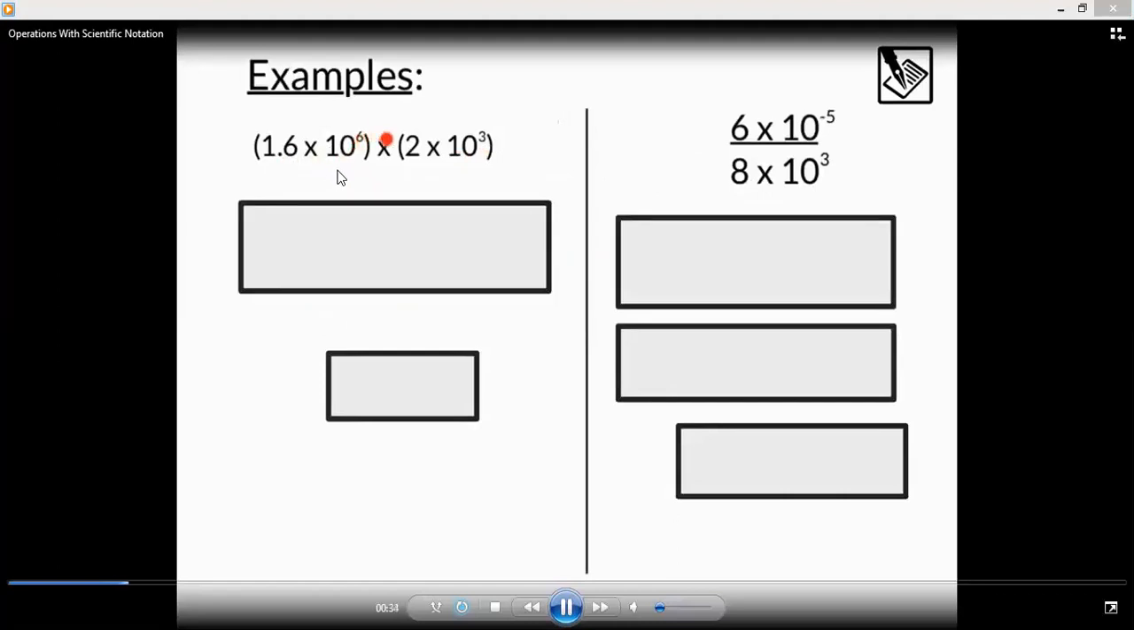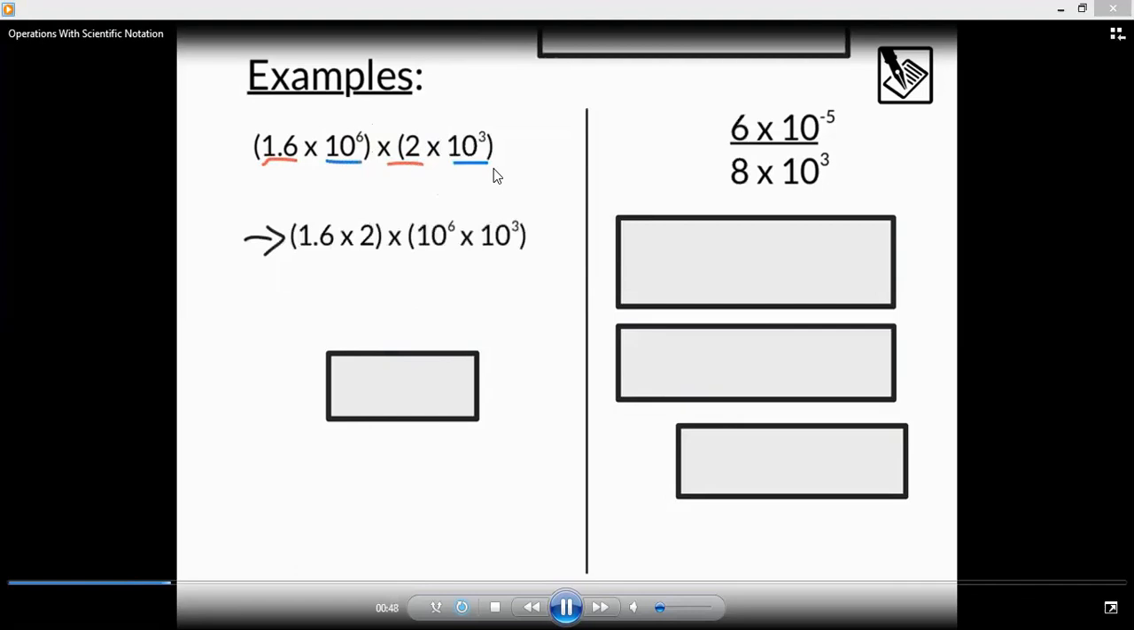1.6 times 10 to the power of 6 times 2 times 10 to the power of 3. So we have two groups. In the first group, I have 1.6. In the second group, I have 2. And this is 10 to the power of 6, and this is 10 to the power of 3. Then I'm going to rearrange that as I told you. We will multiply 1.6 times 2 together, and multiply 10 to the power of 6 times 10 to the power of 3. What do you notice?